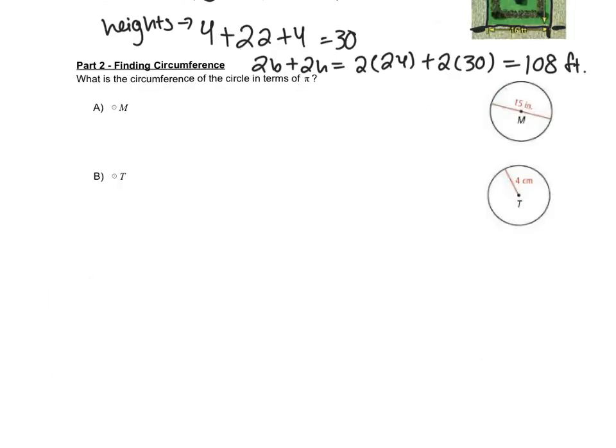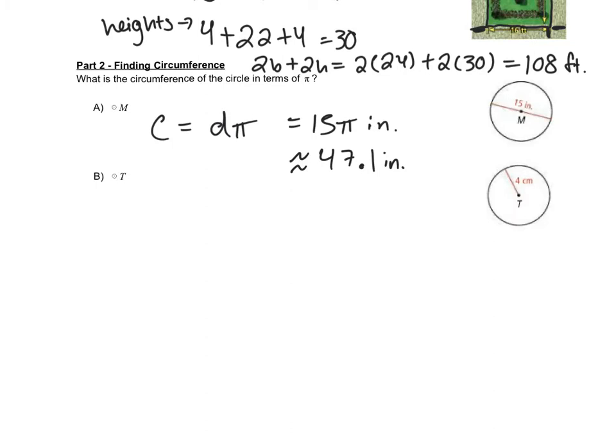In part 2, we're finding the circumference of these circles. Now, in circle M, we are given the diameter. So we have to use the formula: the circumference is equal to the diameter times pi, or pi times the diameter, whichever. The diameter is 15, and pi is the same. Now, you can leave your answer as 15 pi, or you can multiply 15 times pi and you'll get approximately 47.1. And our units are in inches.